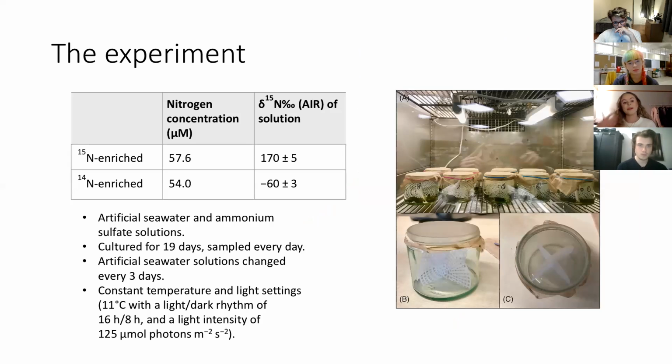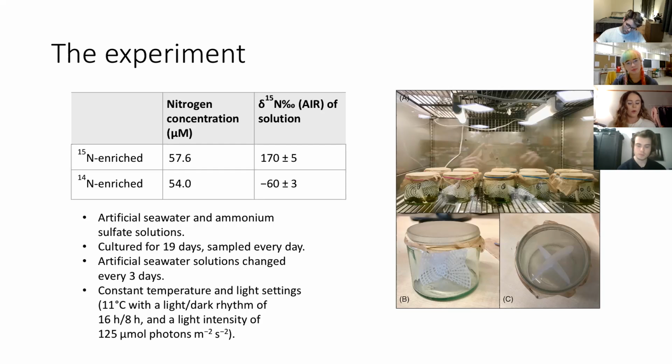So this is our experimental setup. We collected macroalgae tips from Easington Colliery, which is in the northeast of England, and then set up these little cute jars with tights over the top of them to allow for atmospheric exchange. And then they were popped into an incubator, which had set light and temperature settings, as you can see there.